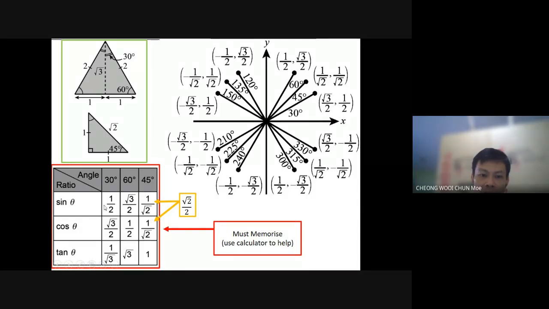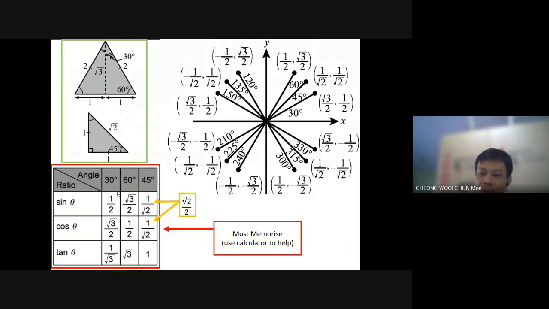Okay, so you can use a calculator and press. Let's say sine 0 degree, you get 0. Cos 0, you will get 1. Sine 90, 1. Cos 90, 0. Sine 180, 0. Cos 180, -1. That's why you don't have to memorize. You can straight away use the calculator to calculate.